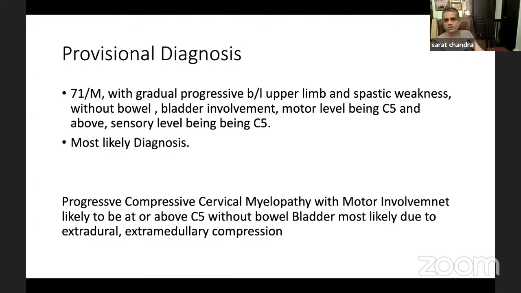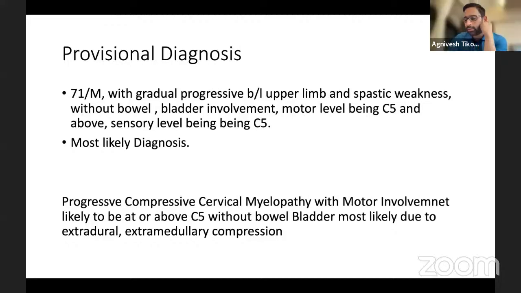Okay. Now coming to the earlier point, one point against extradural compression is absence of radiculopathies. There are no radiculopathies. Yes. So the absence of local pain and absence of radiculopathy is a point against an extradural compression in this case.